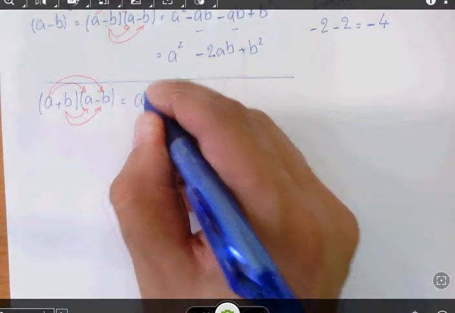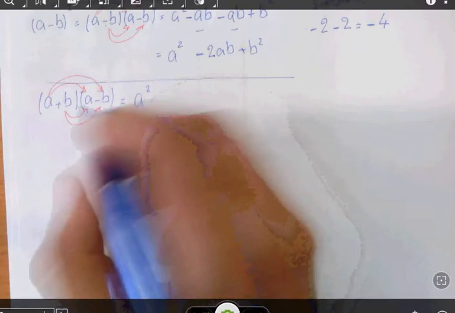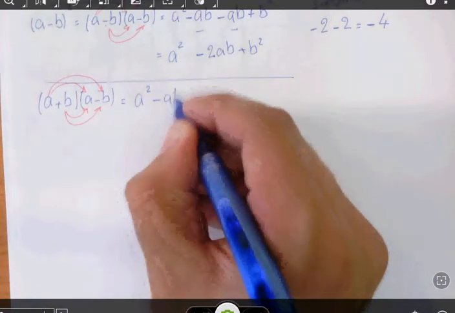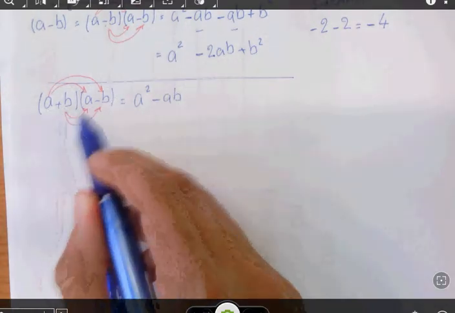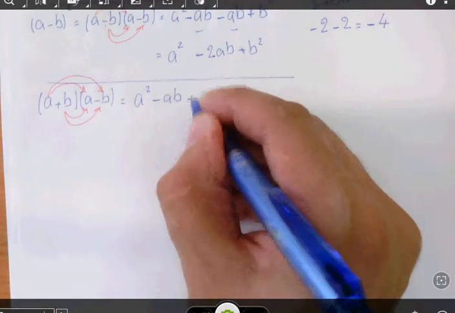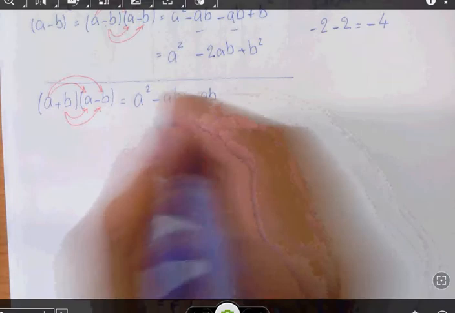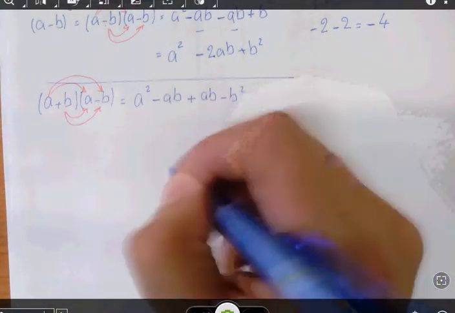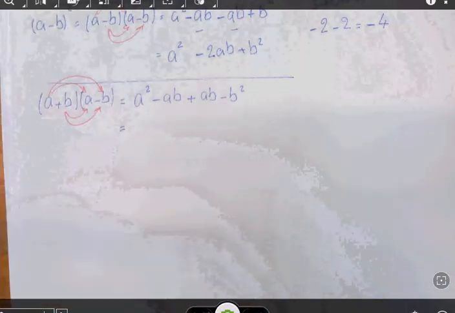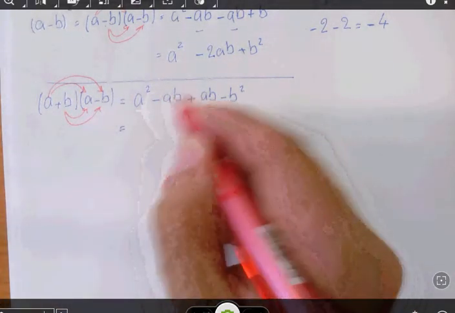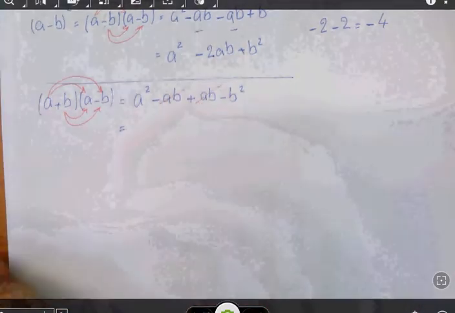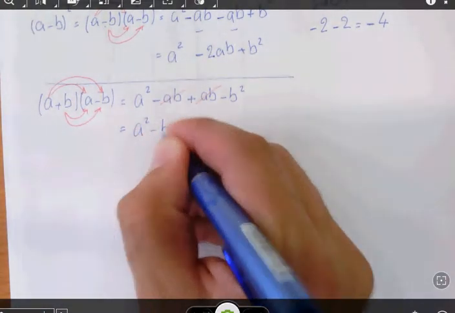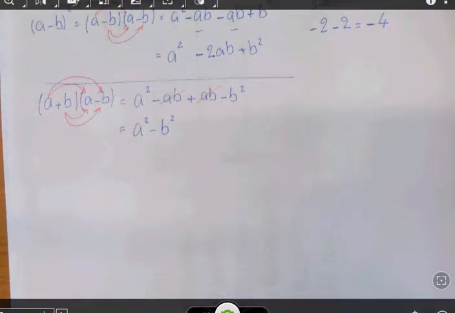A times a is a squared. A times negative b is what? Negative ab. Now, b times a is what? Very good. Plus ab or ba, same thing. And then what? Take b squared. Very good. Now watch this. That and that goes away, zero. I'll end up with what? A squared minus b squared. That's it. Done.